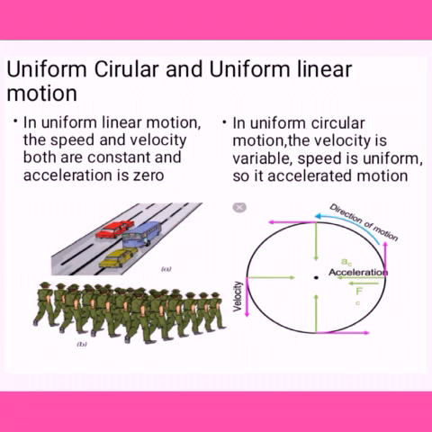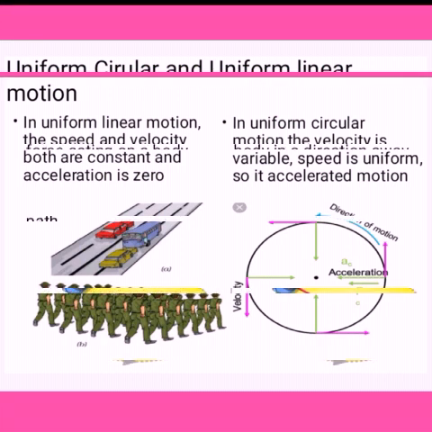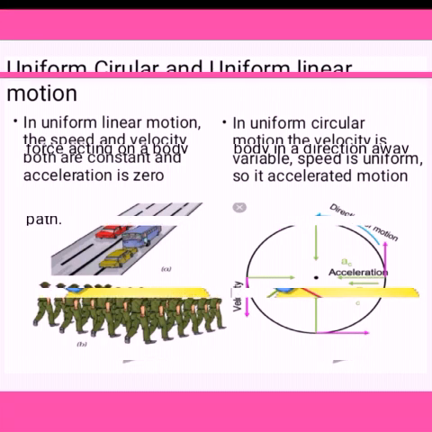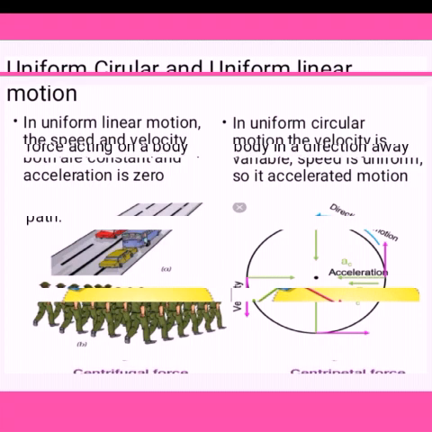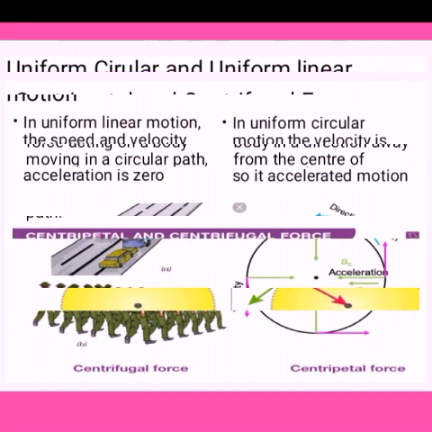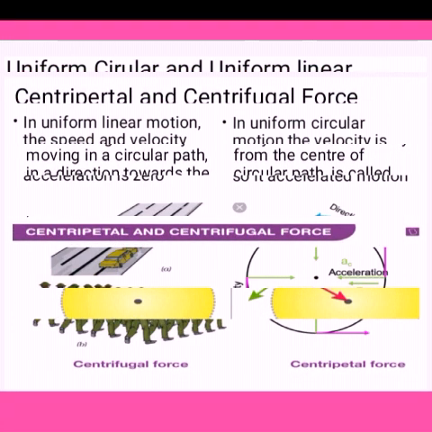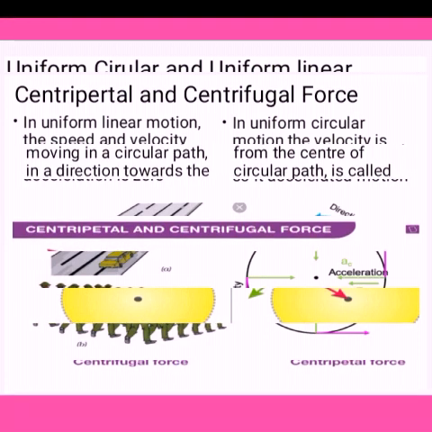Here, what is linear motion? In linear motion, you can see in the left side picture, linear means straight. Here the speed and velocity both are constant and acceleration is zero. Uniform linear motion is unaccelerated motion, while in a uniform circular motion, the velocity is variable although the speed is uniform, so it is an accelerated motion.